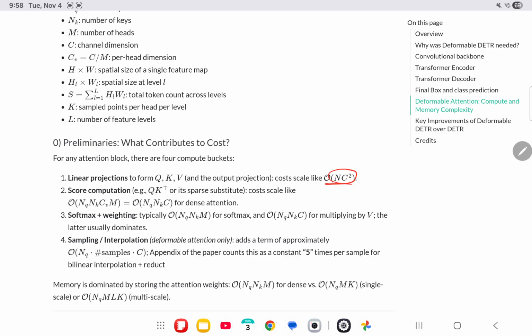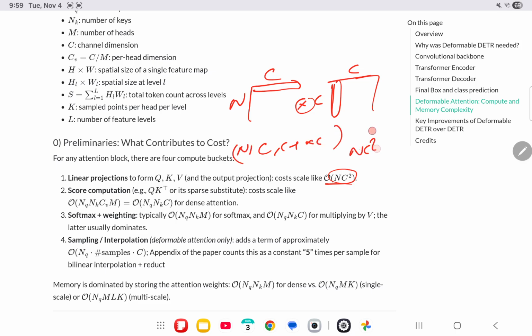It's the query, key, value projection matrix. How does it come? N C squared: it goes from C-dimensional to C-dimensional, and you have N of them. When you have a matrix multiplication like this, there will be C multiplications and C minus 1 additions, across C channels and N, so N C squared.